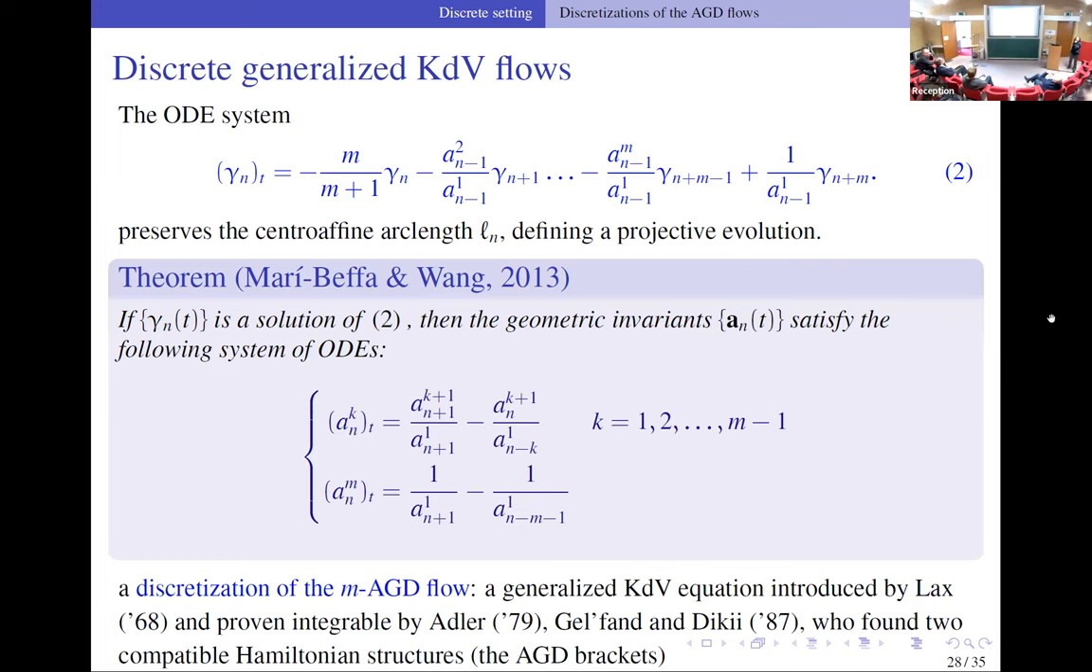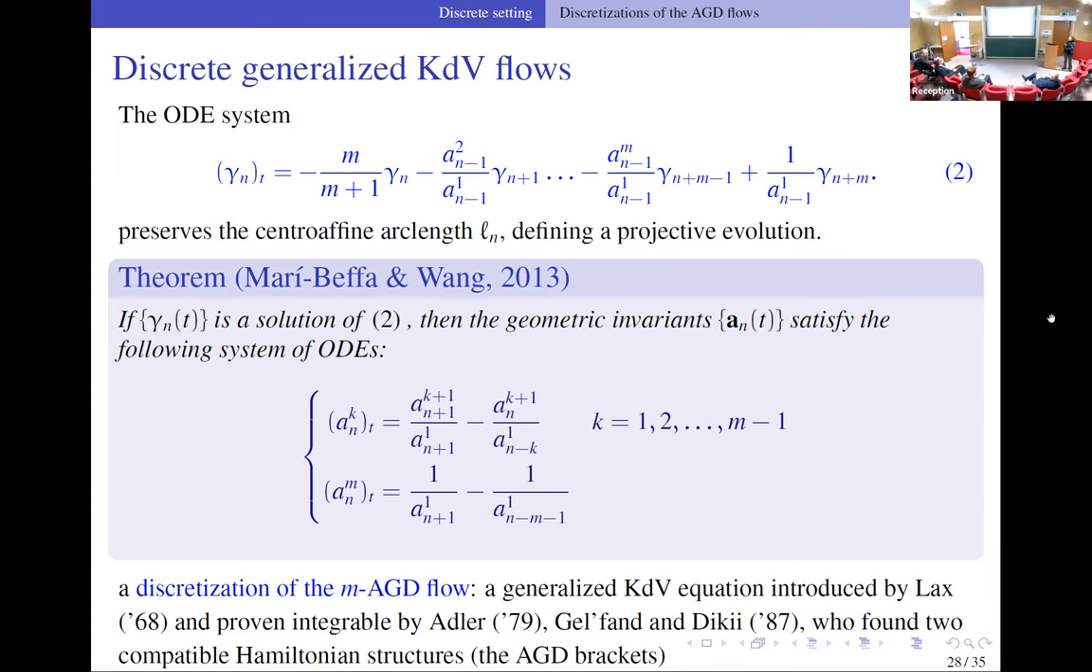So in Turpin, Gloria and Jinping Wen, we somewhere in this country, looked at this ODE system. The vector field is arc length preserving, so it's of the class I'm talking about. They look at that because the geometric invariants solve this kind of ODEs, which may be thought as a generalization in some sense of the Volterra lattice. They call them a discretization of the Adler-Gel'fand-Dikii flow. By the way, this generalized KdV equation was first introduced by Lax and then was proven to be integrable by Adler-Gel'fand and Dikii, who found compatible Hamiltonian structure, the so-called AGD bracket.